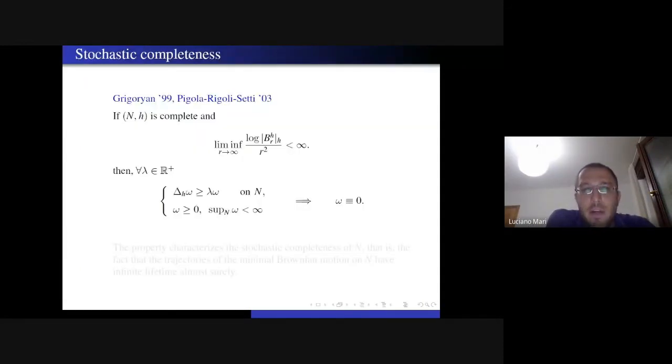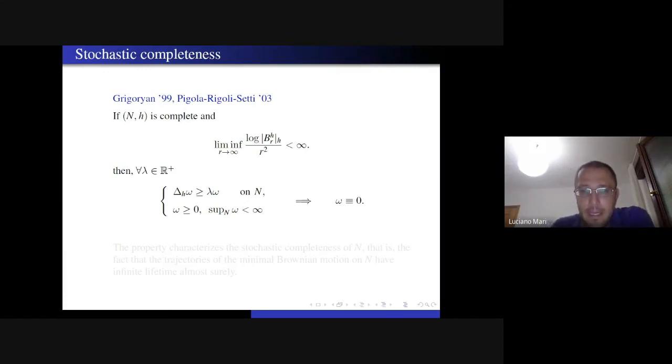Okay, why is quadratic exponential important? Because of this result. If you have a complete manifold with volume growth not faster than the quadratic exponential, then you have a maximum principle at infinity, written in terms of this Liouville property. Any bounded subsolution of Laplace of omega greater or equal than lambda omega, for some lambda positive, on the manifold N, even weak solution that is bounded and non-negative, vanishes identically.